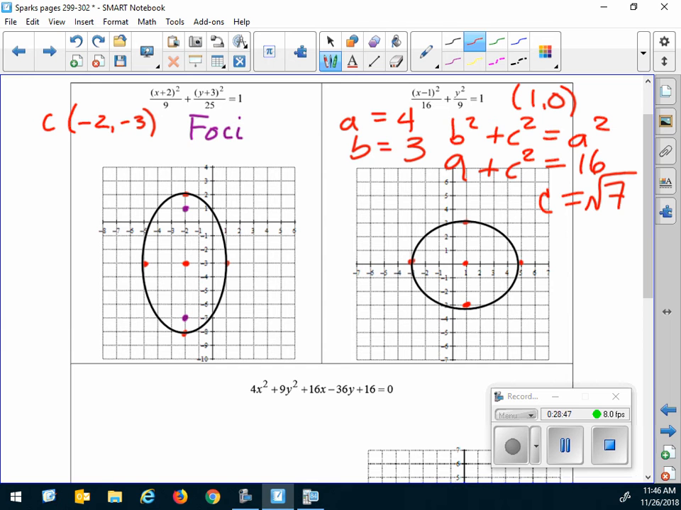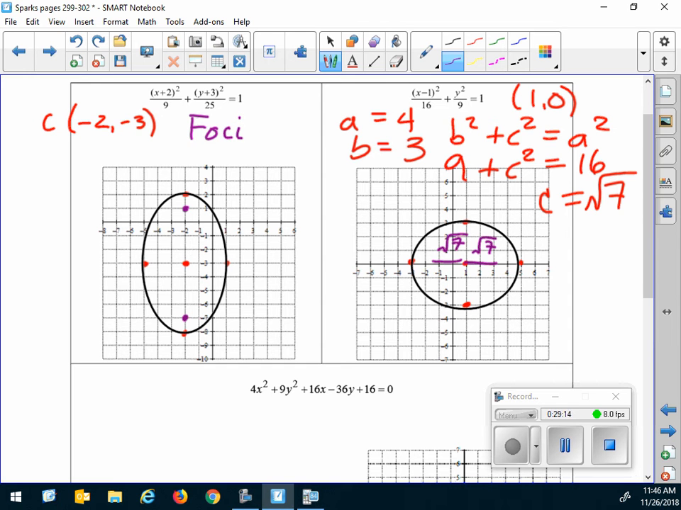Is that right? Square root 7? Square root 7 from where? From the center. So I got to go out this way, square root 7, and then I got to go out this way, square root 7. Which value changes, x or y? Just the x changes because I'm just moving horizontally.